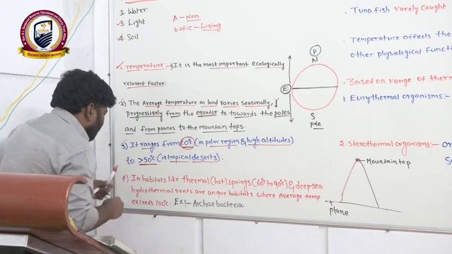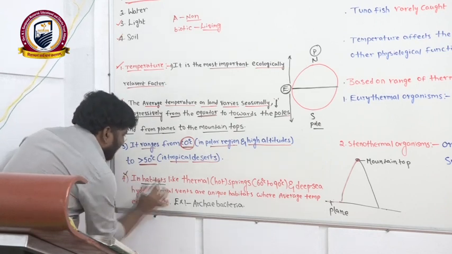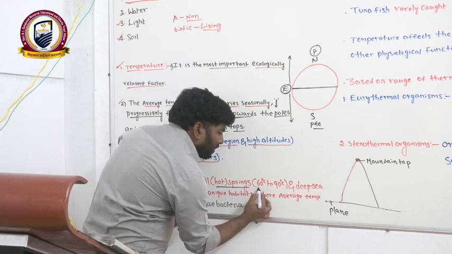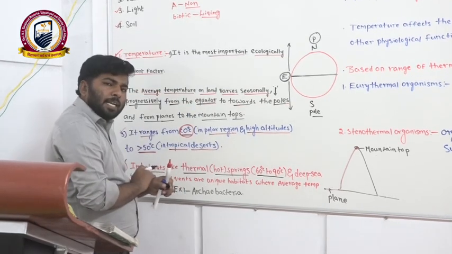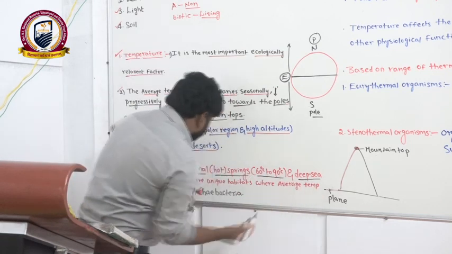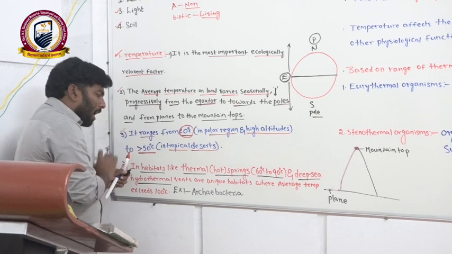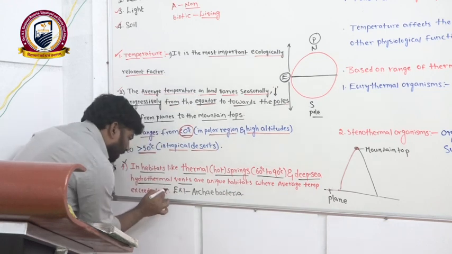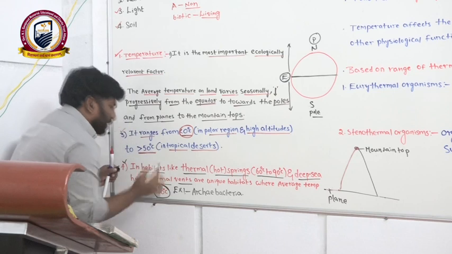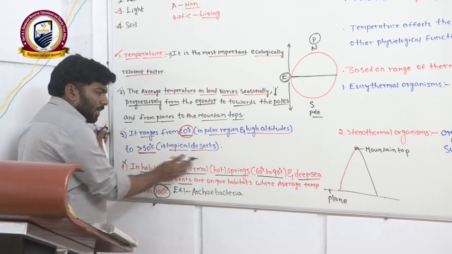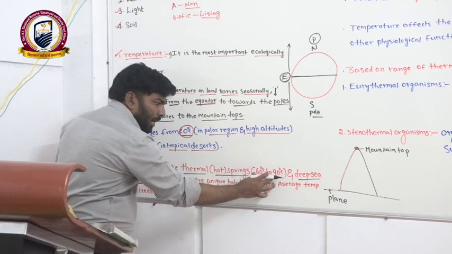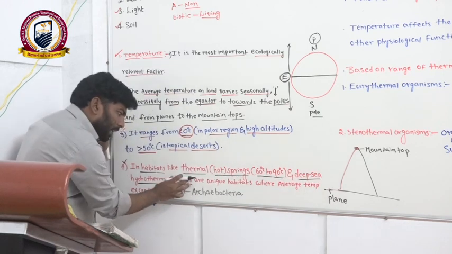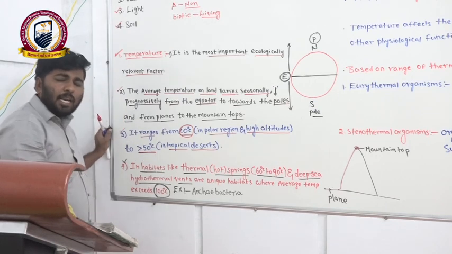Here you can observe it. In habitats like thermal springs or hot springs, there is 60 degrees to 90 degrees centigrade temperature, and in deep sea hydrothermal vents we also notice greater than 100 degrees centigrade temperature. Now let me repeat it one more time. Habitats like thermal springs have 60 to 90 degrees centigrade temperature, and one more habitat, deep sea hydrothermal vents, has greater than 100 degrees centigrade temperature.